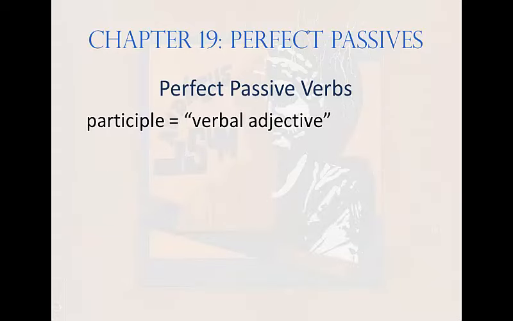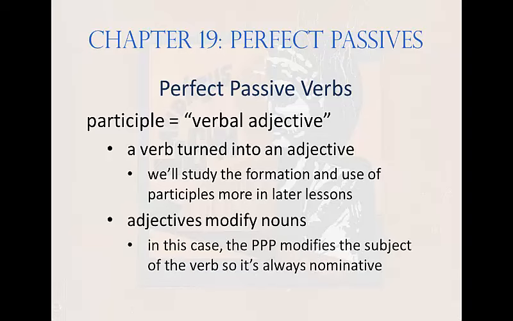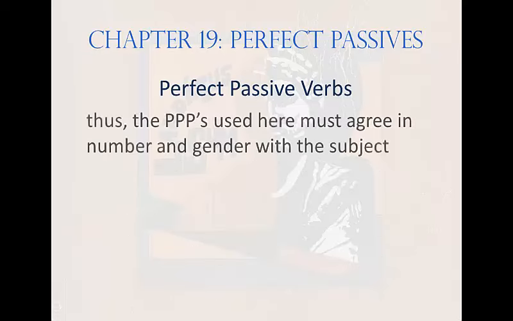The second thing worth noting about the perfect passive participle is its part of speech. It is at heart an adjective, a verbal adjective technically. In terms of its components, it's a verb base to which have been added adjective endings. We'll talk about participles more in a later chapter. Because participles are adjectives, they function the way adjectives do. Principally, they modify nouns. When the perfect passive participle is being used to form a perfect passive verb, it always modifies the subject. So if the subject is nominative, so must the perfect passive participle be. Technically, it's a predicate adjective. Thus, in perfect passive finite forms, perfect passive participles must agree in number and gender with the subject.